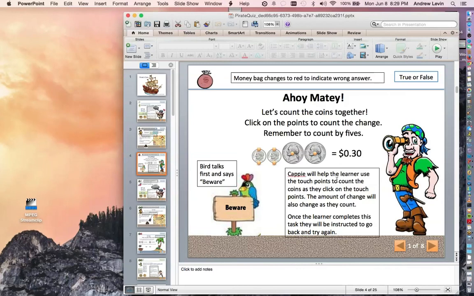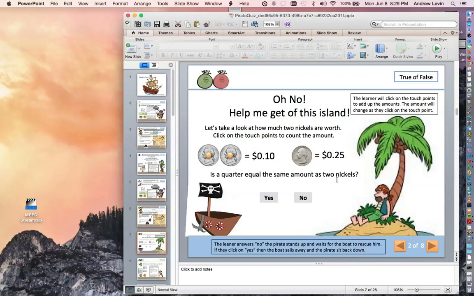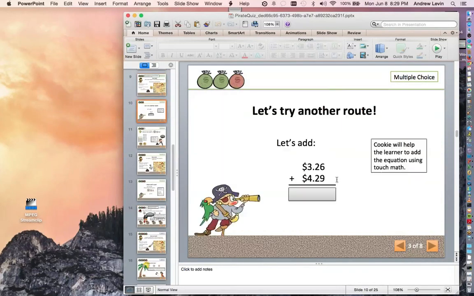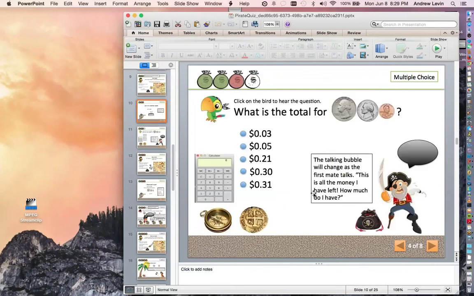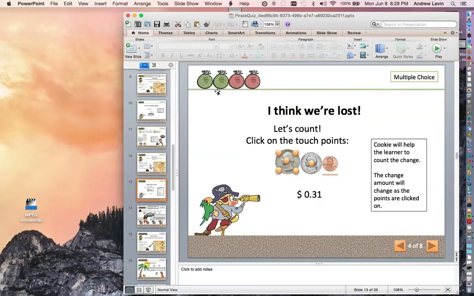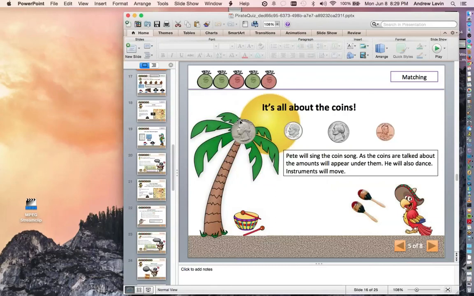Let's count the coins together. Ready for me? Second question. You know you all want to talk like a pirate anyway. See, you got to get the guy off the island. There's all sorts of different things here. So, see, this is a cop-out with the fill in the blank because it's math. There is only one answer. Okay, and if you look up here, the progress meter, she has little dollars in the bags, and the red ones mean you got that one wrong. And if you got it right, you got a green one. So there's an example there.